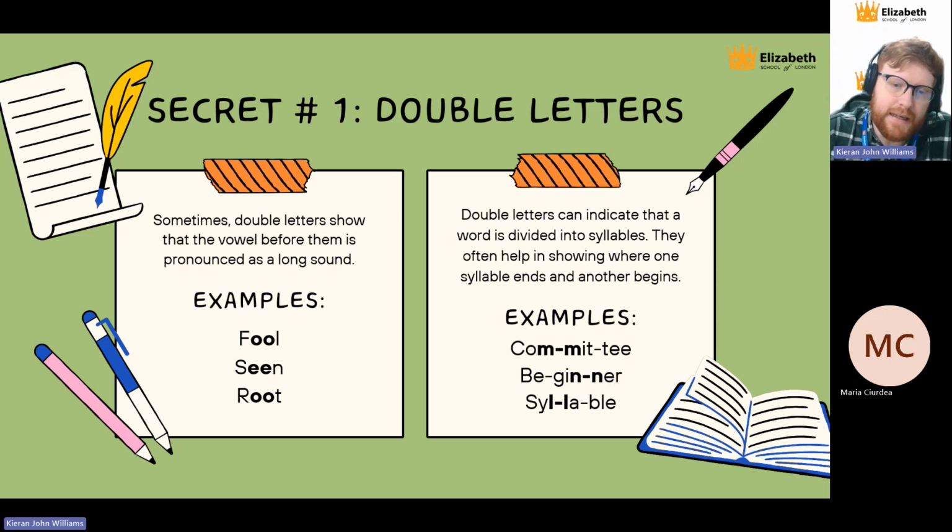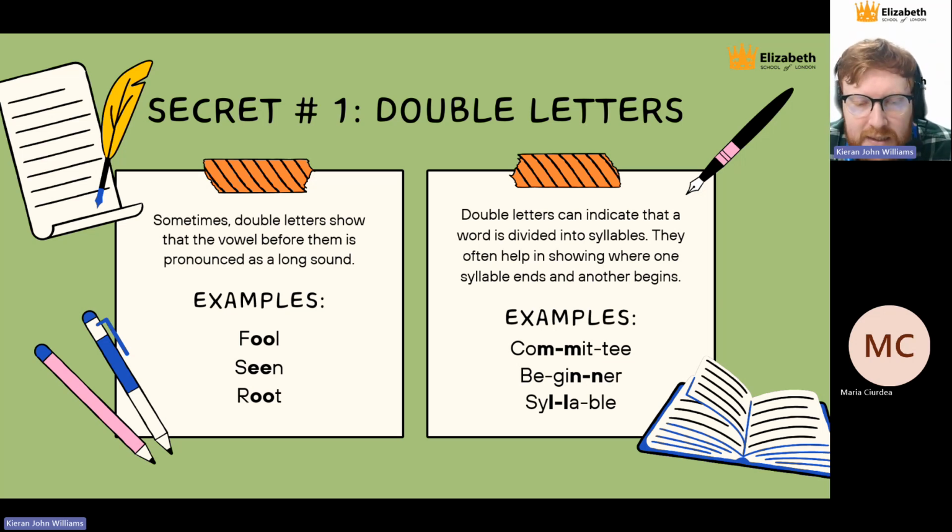Another thing, double letters can indicate that a word should be divided into syllables. Syllables are those units of sound which are separated. So my name is Kieran, so that has two syllables, Kieran. Double letters can help us to understand how many syllables a word should have. They often help us to show where one syllable ends and another one begins.